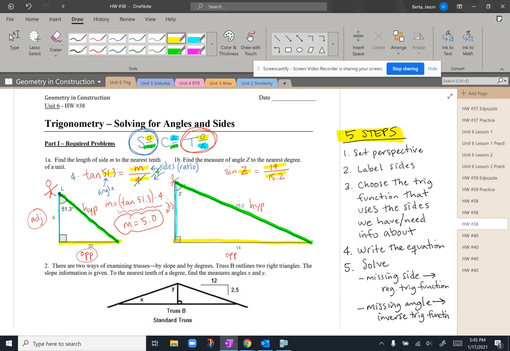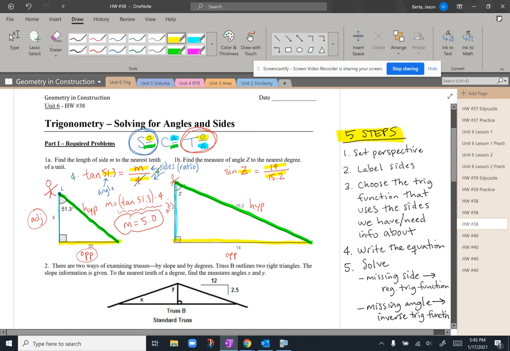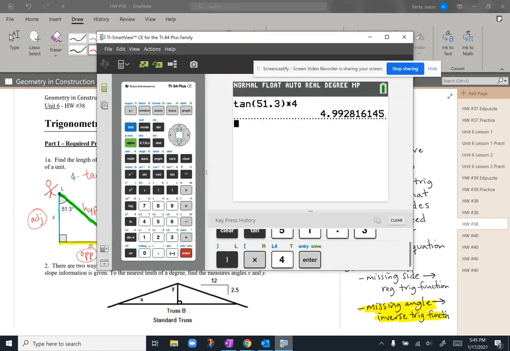And in this particular problem, we have a missing angle, right? We're trying to find z. When we have a missing angle, we don't use the regular trig function, we use the inverse trig function. So our equation becomes this, z equals the inverse of sine, and we've already found the ratio of 14 over 15.2, and this is what we're going to put in our calculator. The inverse sine of 14 over 15.2.